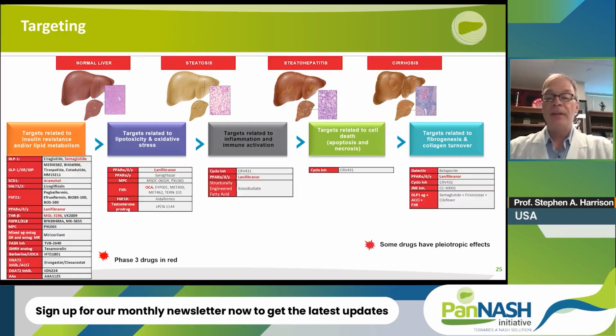I've highlighted in the next slide all of the treatments currently in development, with a special highlight in red for those that are currently in phase 3. And as you can see, the majority again are in the first 2 buckets, with some development being done on fibrosis and a few with immune cell activation and targets related to cell death. It's also important to note that some of these drugs have pleiotropic effects and may occur in multiple different buckets.